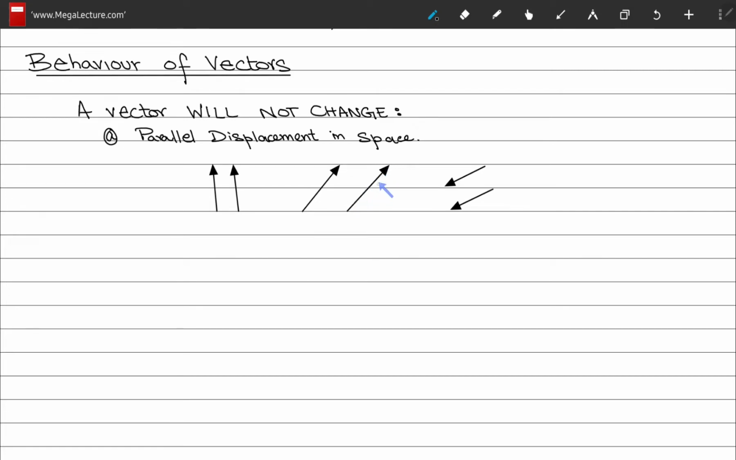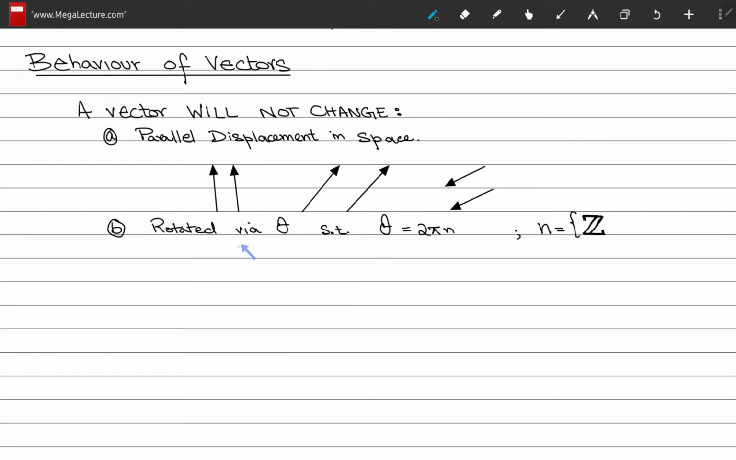And this is also one of the reasons that we can displace our vectors, just pick them up and put them somewhere else in space. But if they're pointing in the same direction and the magnitude does not change, then the vector remains the same, and so the vector will not change if it is displaced parallel to itself in space.